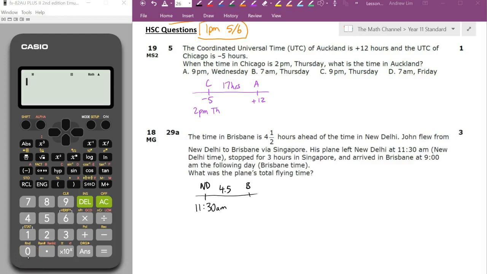Okay, so question 5 is 2 p.m. in Chicago Thursday. What time is it in Auckland? Well, because this is 2 p.m., we want to write this in 24-hour time. So that's 14 hours. I'm going to add 17 hours. That's more than 24, so I'm going to minus 24. And that tells me that the time will be 7 a.m. the next day, because we're moving forward, so we're crossing midnight to 7 a.m. on Friday. The answer is D.